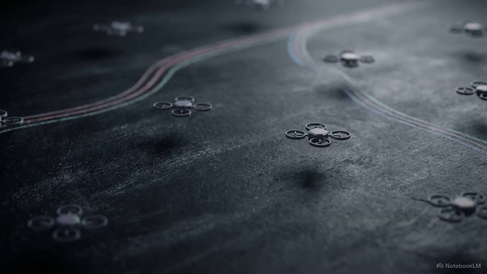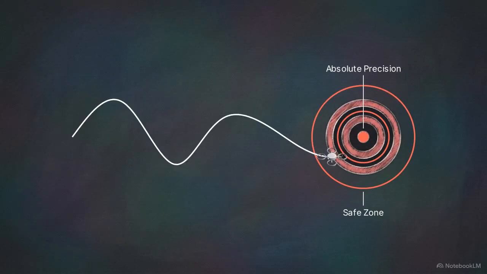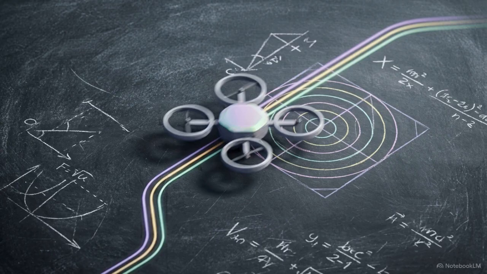Swarm robotics requires architectures designed entirely around probability. To keep the swarm flying, the math cannot aim for absolute precision. It must be good enough, and it must be fast enough.